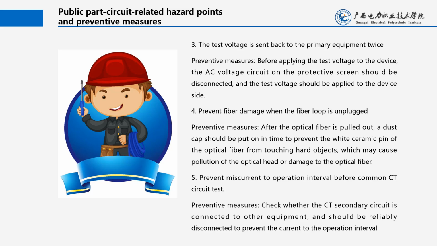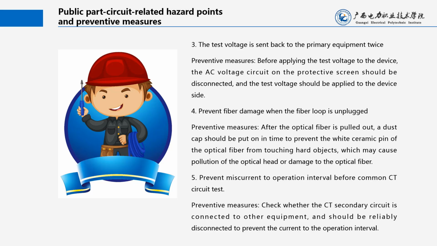4. Prevent fiber damage when the fiber loop is unplugged. Preventive measures. After the optical fiber is pulled out, a dust cap should be put on in time to prevent the white ceramic pin of the optical fiber from touching hard objects, which may cause pollution of the optical head or damage to the optical fiber.